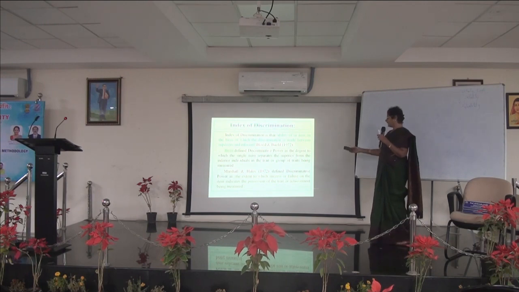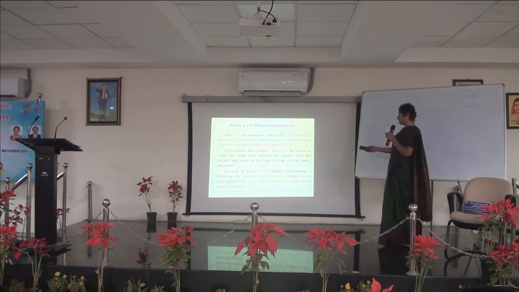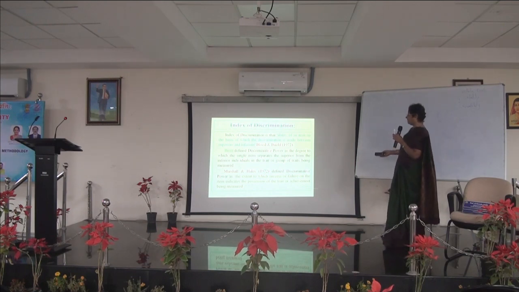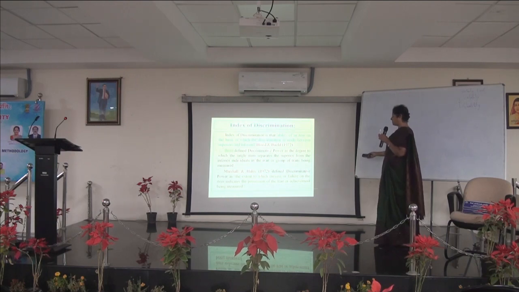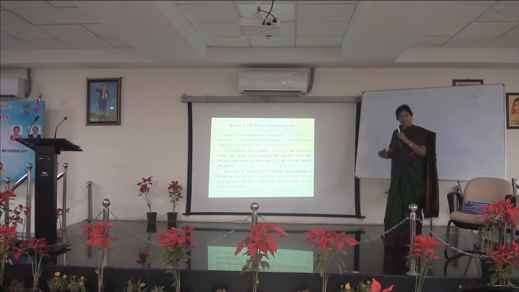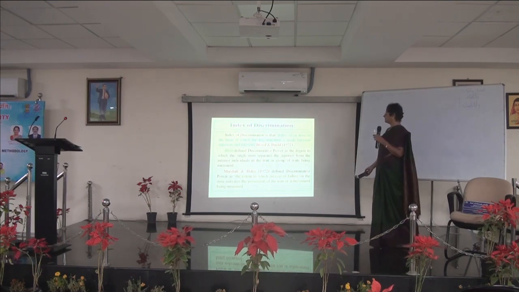And Marshall and Hales defined discriminative power as the extent to which success or failure on the item indicates the position of the trait or achievement being measured. The same thing, they put in different vocabulary. Next please.